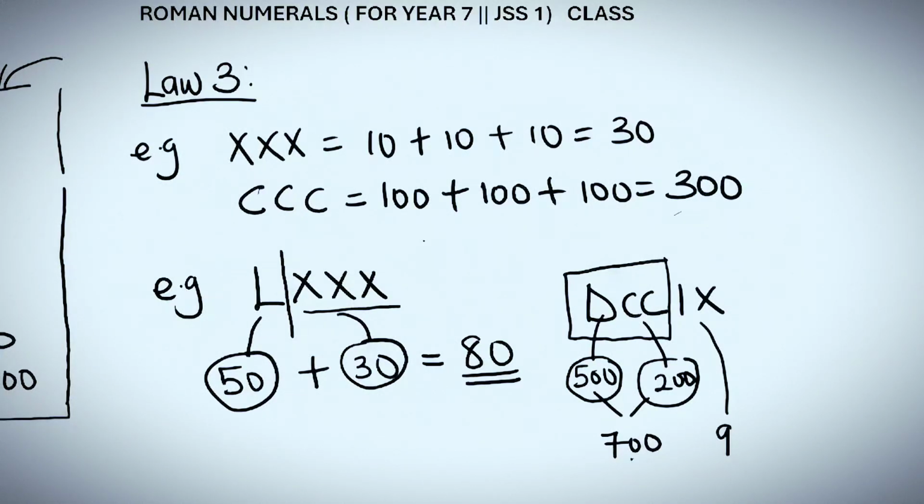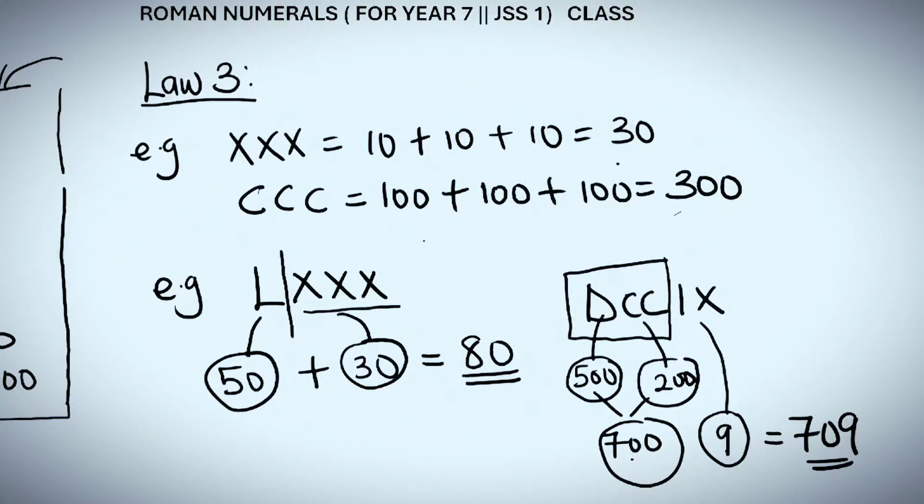So 700 is greater than 9, we just add both, right? So we have 700 plus 9 gives us 709. It's quite simple. It's knowing the numbers that are higher, the numbers that are lower, and the numbers that are repeating themselves, right?